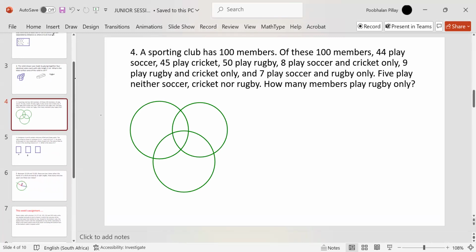Thanks. What's your name? Arak. Okay. Arak, thanks very much. You see, I missed out a small vital piece of information here. 5 people play neither soccer, cricket, or rugby. So there were 5 people outside, not 0. Right? So yes. Therefore, these 3 things added up to 95, right? Okay. Yeah, and there you will get an answer. You will get X is.